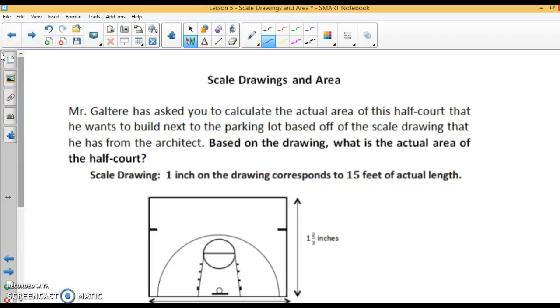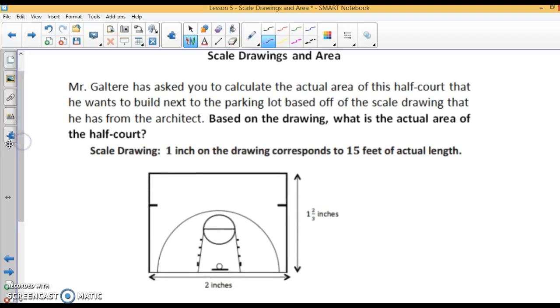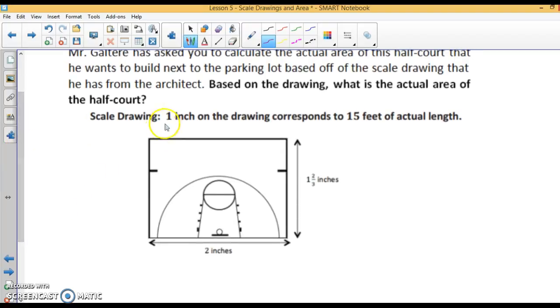All right, we are on page 12 in your note packet. Mr. Gautier has asked you to calculate the actual area of this half court that he wants to build next to the parking lot based off the scale drawing that he has from the architect. Based on the drawing, what is the actual area of the half court? Our scale drawing is 1 inch is 15 feet.